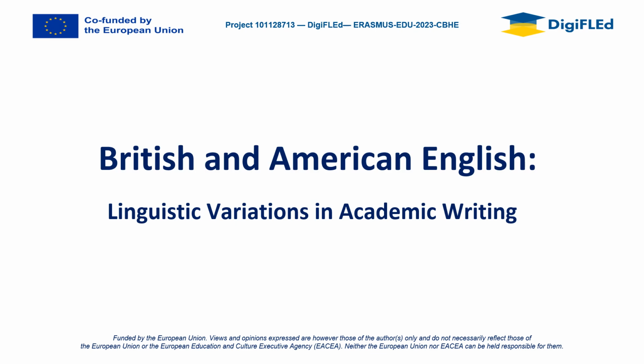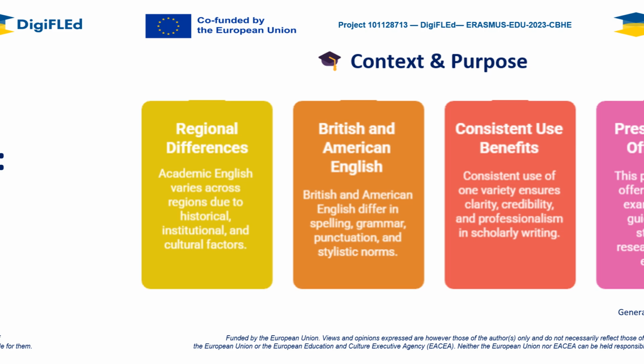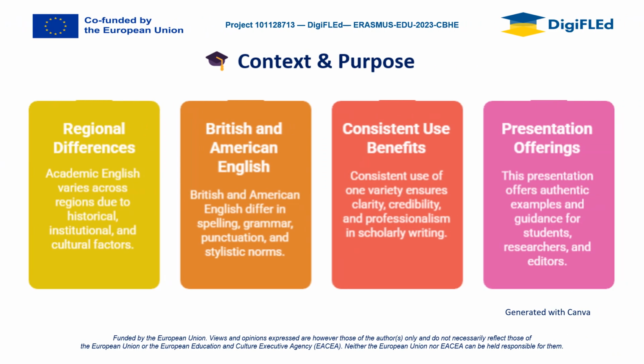Welcome to this presentation on British versus American English in academic writing. Academic English varies across regions due to historical developments, institutional traditions, and cultural influences. In particular, British and American varieties differ in spelling, grammar, punctuation, and stylistic conventions.